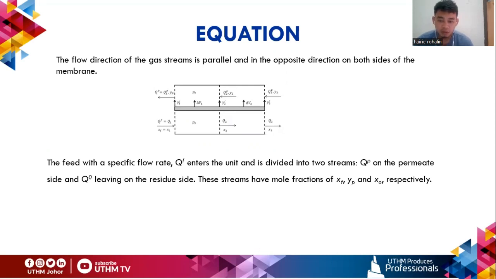The feed with a specific flow rate, which is QF, enters the unit and is divided into two streams, which is QP on the permeate side and Q0 leaving on the residual side. The streams have mole fractions of XF, YP, and X0 respectively.